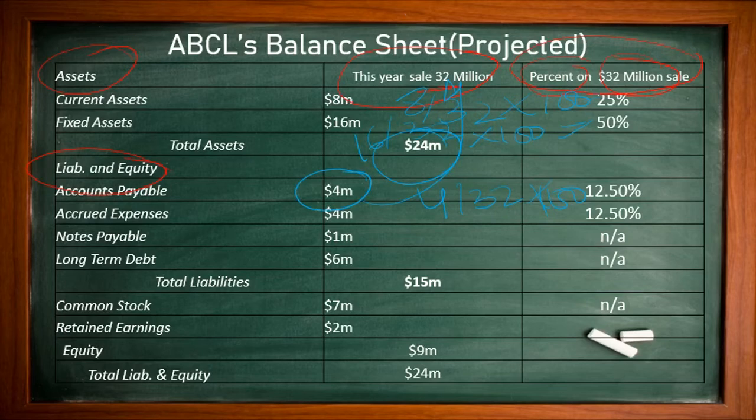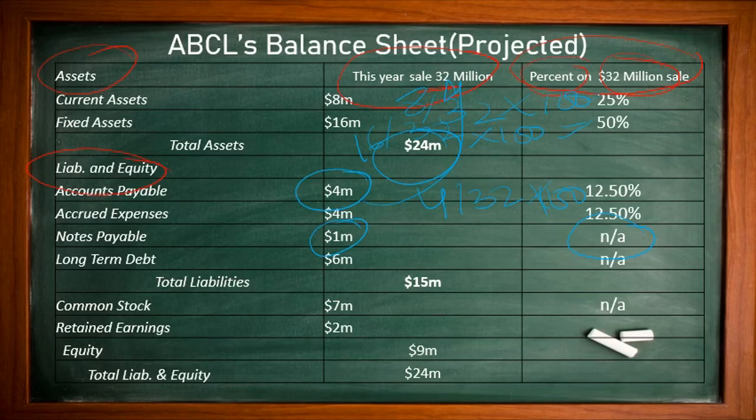Notes payable is mentioned as 1 million, but the most important thing here is that it is written NA. The meaning of NA is not applicable. It means that in this situation, we will not use the percent of sales method, especially on notes payable. So it will remain the same in the forecasted time.